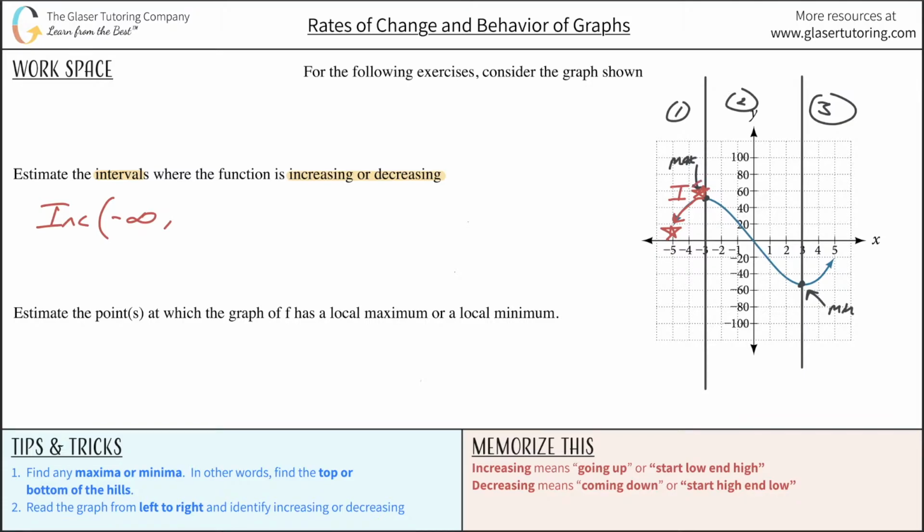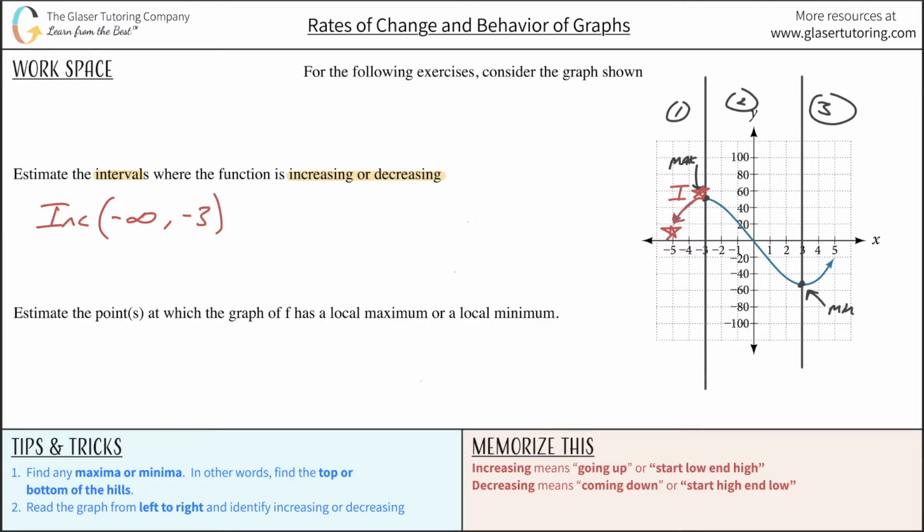And then the rightmost side appears to be about negative 3. Again, we're not going to include that value, because negative 3 would be kind of both the increasing side and the decreasing side. We actually don't include it. We're just going to use the parentheses instead of the bracket.